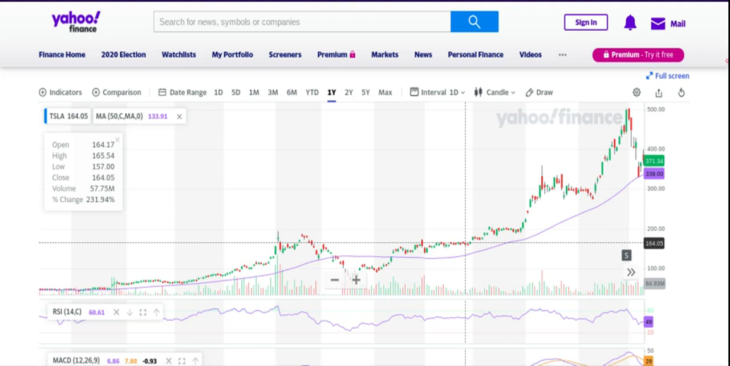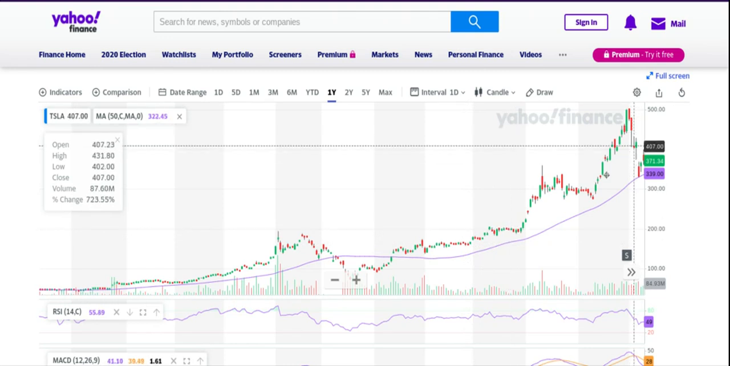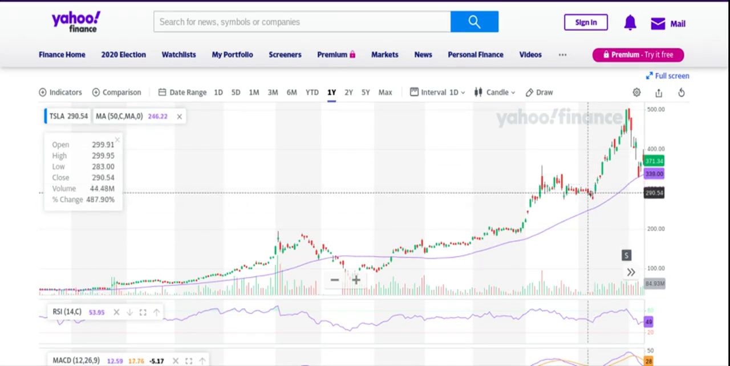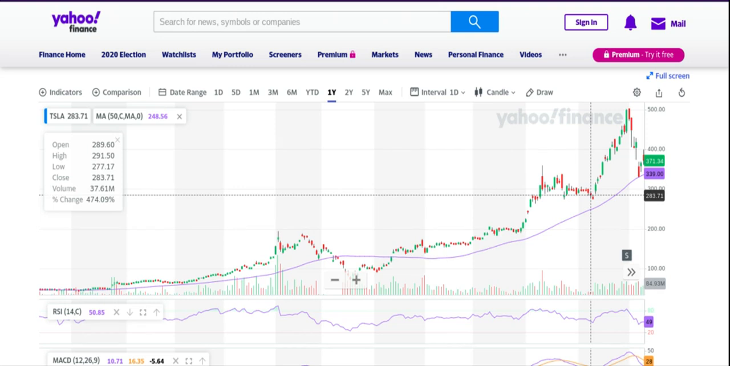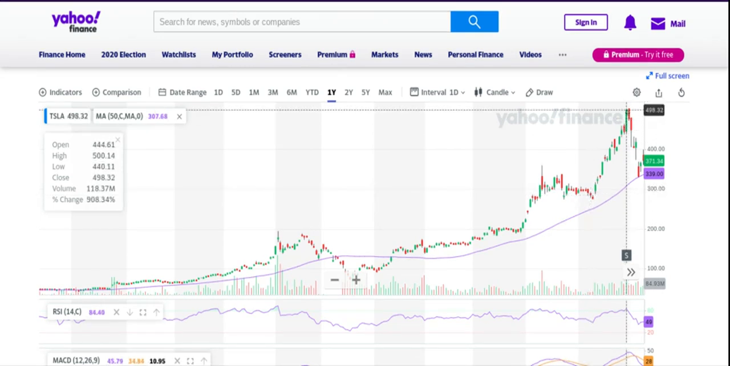I'd like to really dive into Tesla and analyze the charts and see what's going on, where we're headed, and what's going on with the technical analysis. So let's start with the last couple of months. We saw that really high increase. The stock moved all the way up to that 500 level.